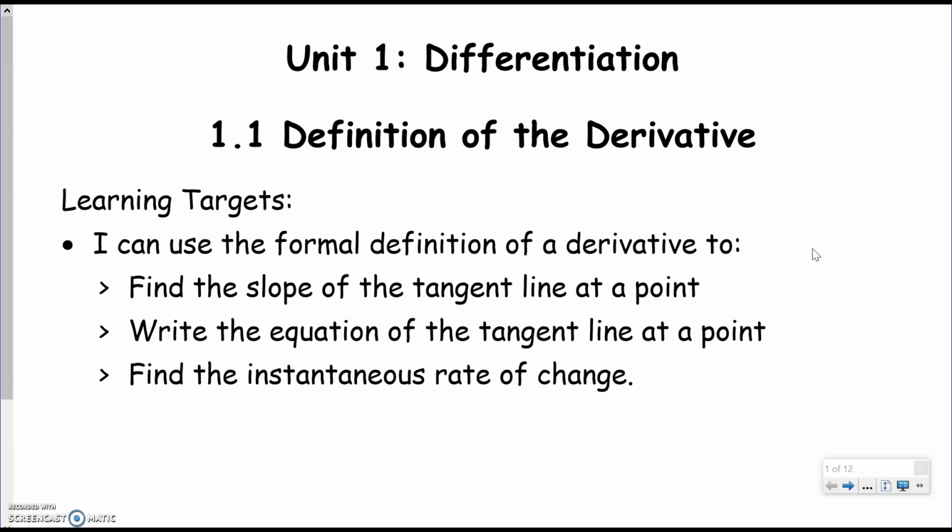And today we're going to talk about the formal definition of a derivative and use that to find the slope of a tangent line and write the equation of a tangent line and find the instantaneous rate of change. So this is building on what you did in the last unit as far as approximating these things. We're going to start talking about how to use algebra and formulas to actually find those exact values.